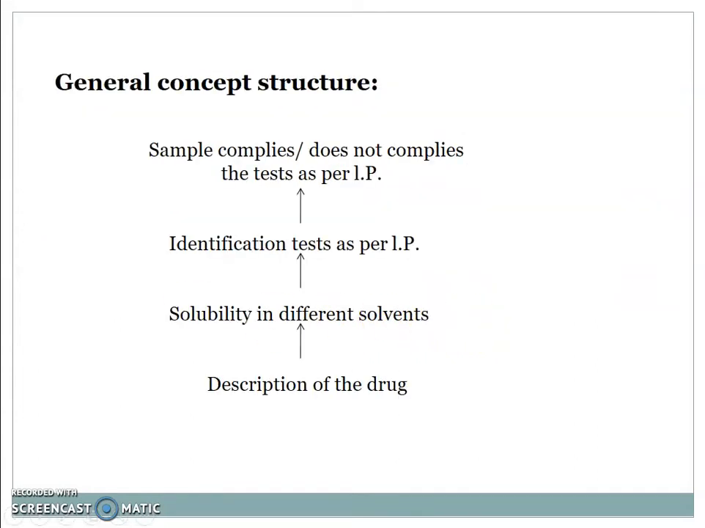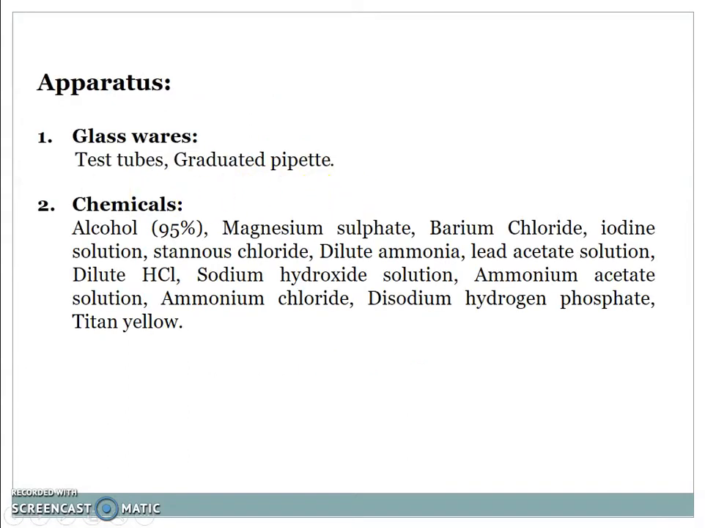Now, general concept structure. First of all, we have to perform description of the drug, then move towards solubility in different solvent, then identification test as per IP. After performing all of these three tests, we know whether the compound complies or does not comply the test as per Indian Pharmacopoeia. Now, apparatus required for the practical: glassware, test tube stand and graduated pipette.